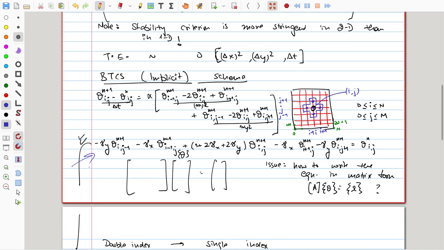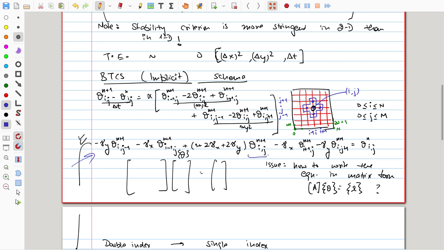So that's one good thing about iterative techniques, is that you don't need to write things in terms of single index. You can work with double or triple index depending on the number of spatial dimensions you have in your problem. So that makes it more intuitive to work with. Okay, so theta i comma j is the i comma jth point in your grid.